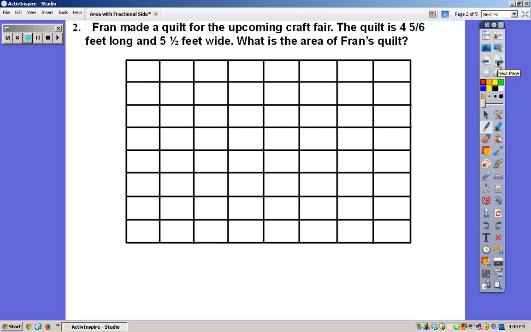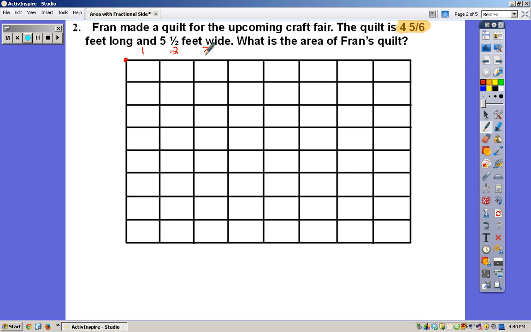Fran made a quilt for the upcoming craft fair. The quilt is 4 and 5/6 by 5 and 1/2. So again, we're going to start right here. We're going to go 4 and 5/6 across.